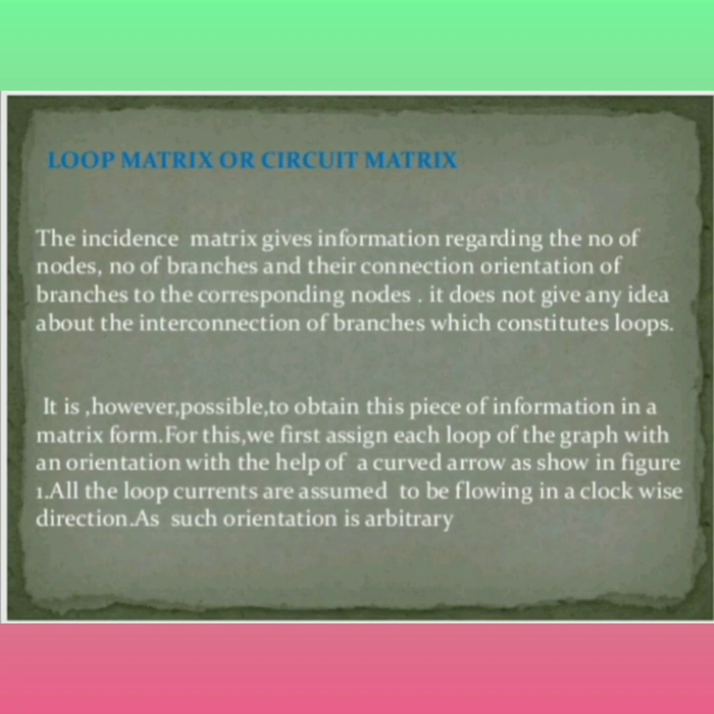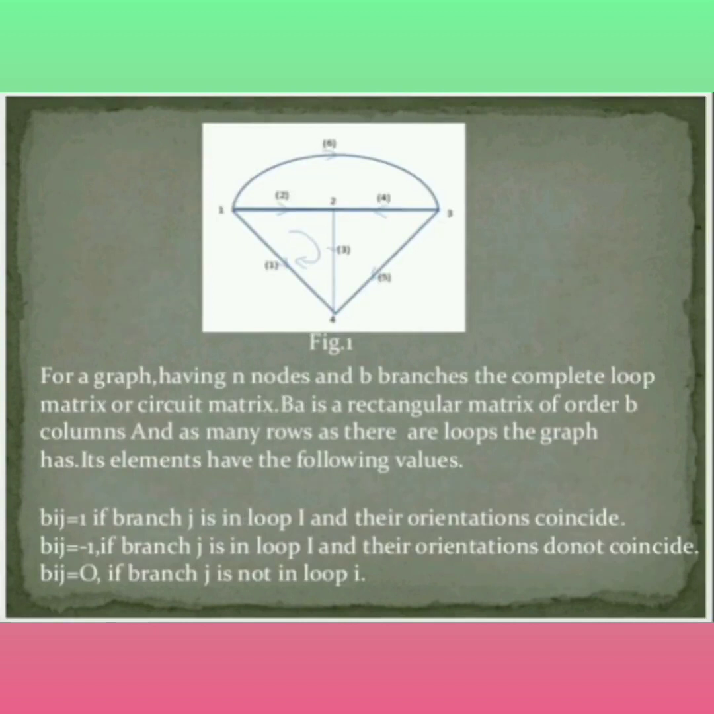For this, we first assign each loop of the graph an orientation, with a curved arrow flowing in the clockwise direction. As such, the orientation is arbitrary. For a graph having n nodes and B branches, the complete loop matrix or circuit matrix BA is a rectangular matrix of order B columns, and as many rows as there are loops in the graph.